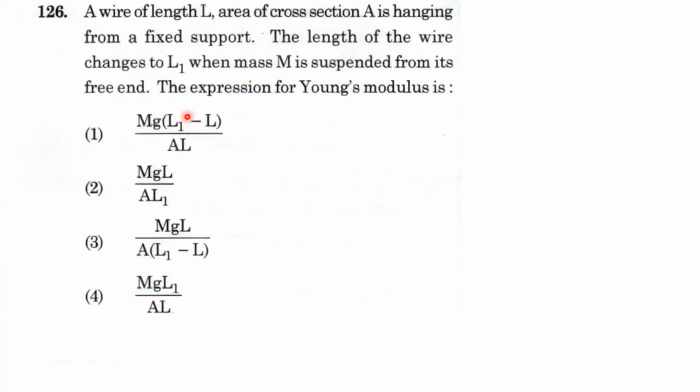126th question. A wire of length L and area of cross section A is hanging from a fixed support. The length of the wire changes to L1 when mass M is suspended from its free end. What is the expression for the Young's modulus? Let us take the wire. This wire length is L. When we connect a mass to this wire, some length increases. This is the extension E. The final length L1 is given. That means extension is equal to final length minus initial length. And the Young's modulus formula is equal to F into original length by A into elongation.